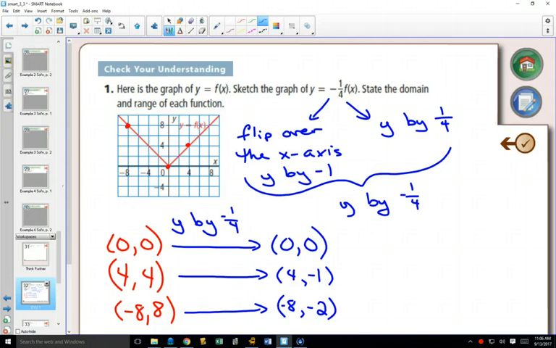Once you've done that, we can now plot those 3 points. We still have 0, 0. We now have 4, -1. Careful here that you don't go down the full step because this graph is going by 2's. And -8, -2, that would be right there. Draw your new graph.